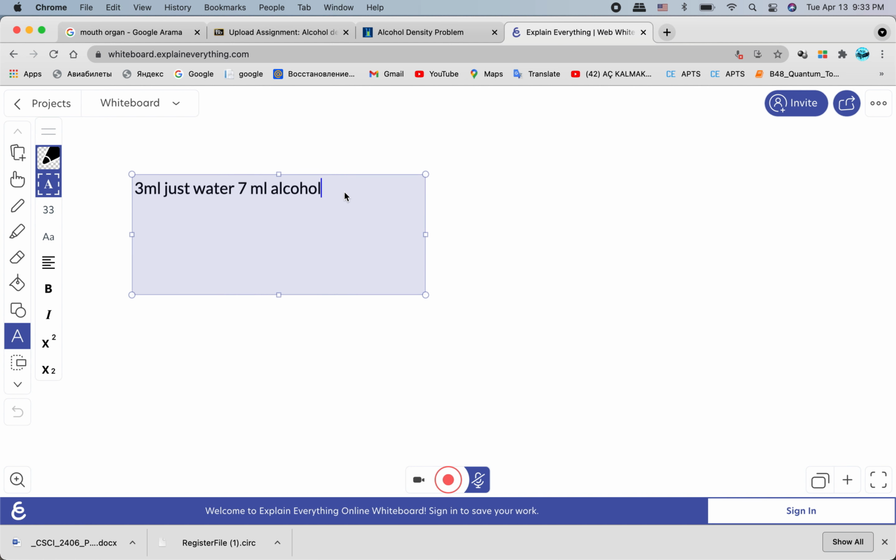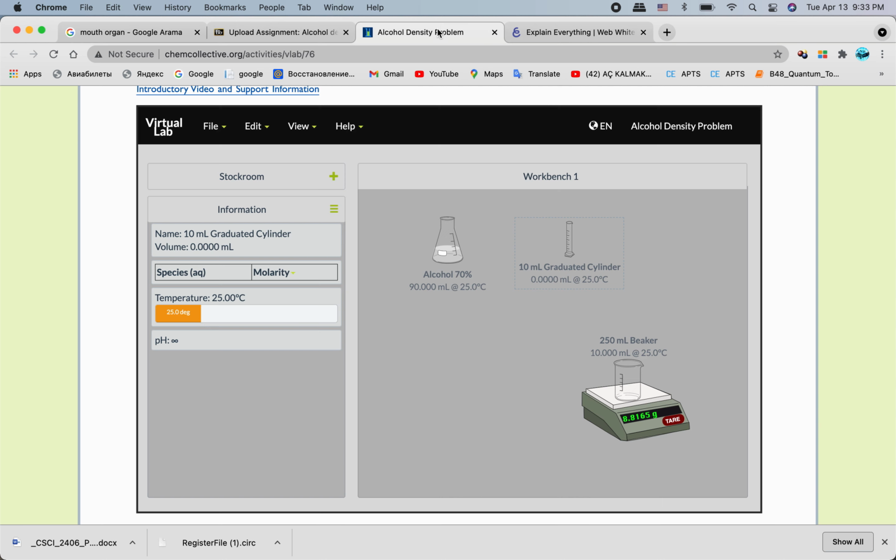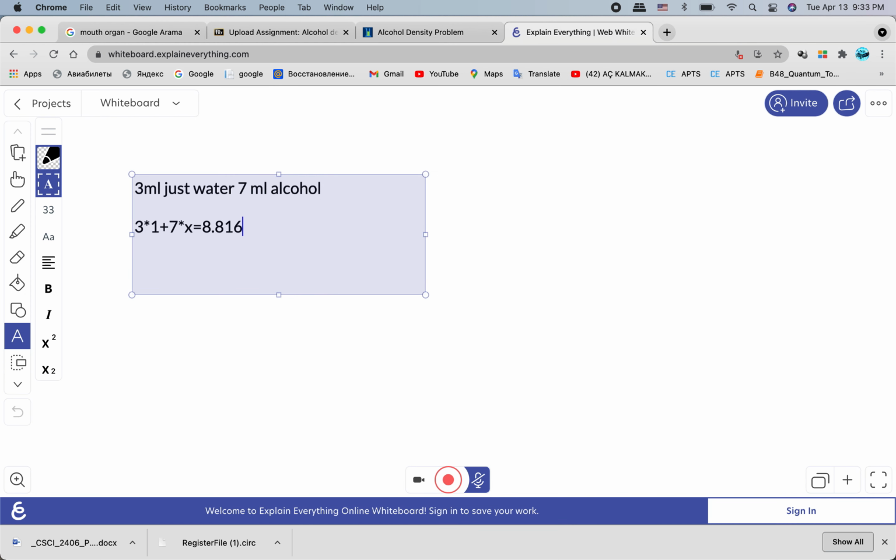We know that the density of water is 1, so I'm going to multiply: 3 times 1, plus the volume of alcohol, 7, multiplied by x, should equal m1 plus m2, the total mass. Our total mass is 8.8165. After some calculations, we will get 5.8165 equals 7x.